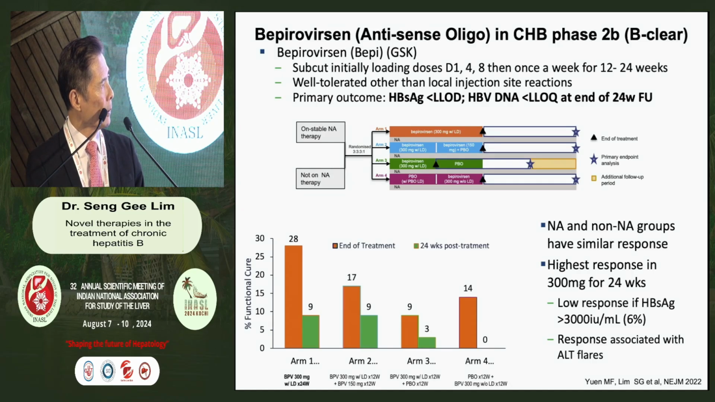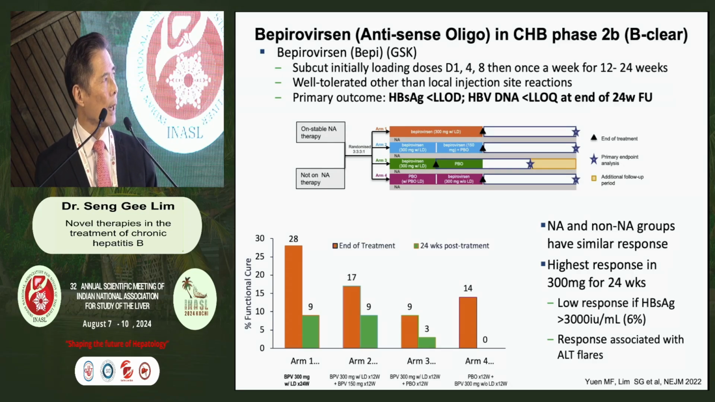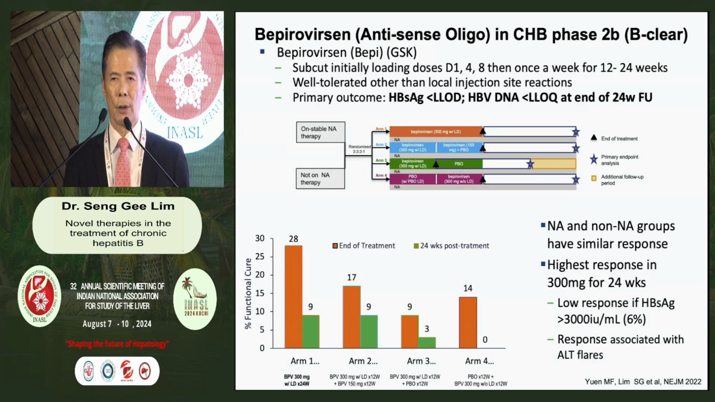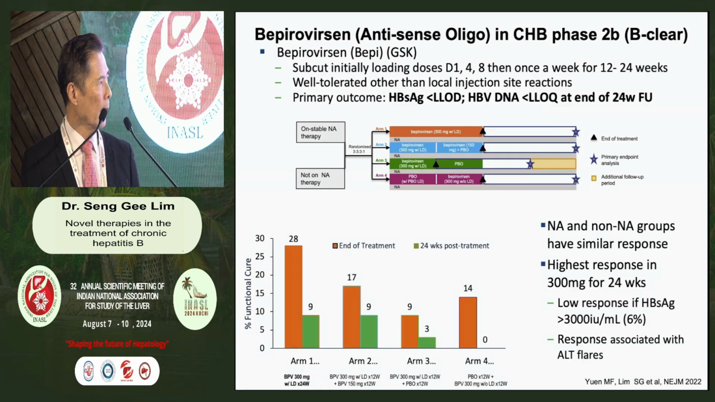So it's called bepirovirsen, and if you look at orange here is the treatment that was given weekly, 300 mg for 6 months, and that had the most efficacy, arm 1. And you can see at the end of treatment, you had 28% patients with S antigen loss. Quite a remarkable achievement. But in green here, 6 months off bepirovirsen, that rate has dropped from 28% to only 9%.